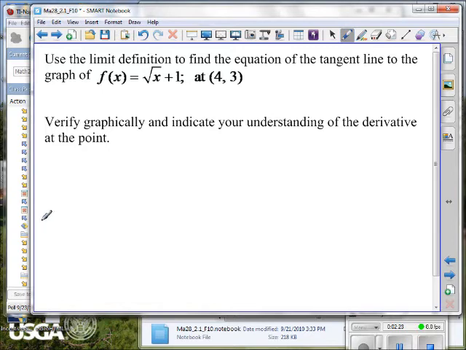And you don't want to miss out on 9 other points or whatever I deem that problem to be. So don't lose that information. It's still good information, but we need to know more. Okay, so it says use the limit definition to find the equation of the tangent line.